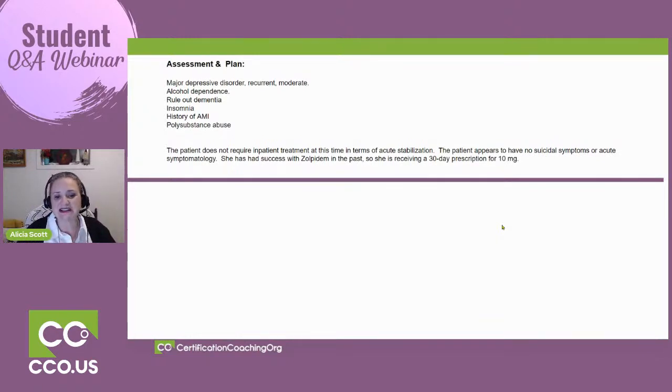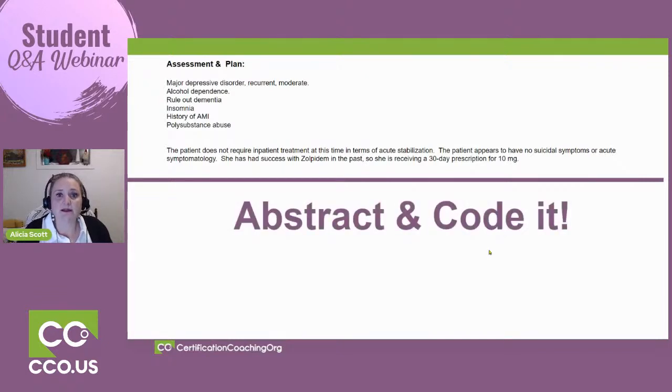The patient does not require inpatient treatment at this time. In terms of acute stabilization, the patient appears to have no suicidal symptoms or acute symptomology. So that's good. And then it goes on to say the patient did have success with this particular medication, zolpidem, in the past, and she's receiving a 30-day prescription. So again, the plan is we're going to put her on zolpidem. Very good, right? Now, that means we're going to start pulling some codes.